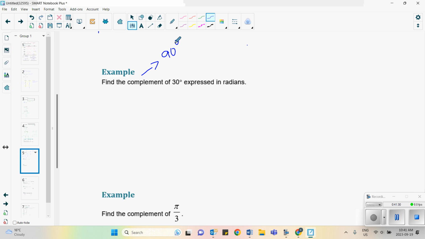Okay. What is the complementary angle here? Okay, what's missing? 60. Did you need to do any equations for that? You guys probably figured it out in your head, right? Did you do an equation for it?